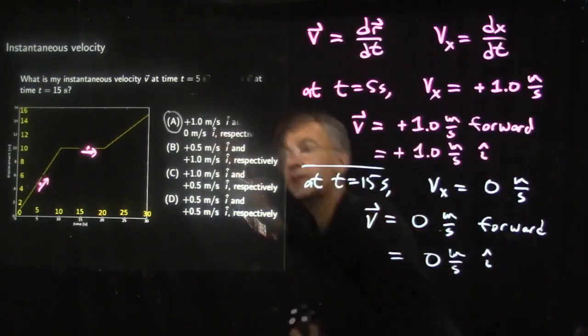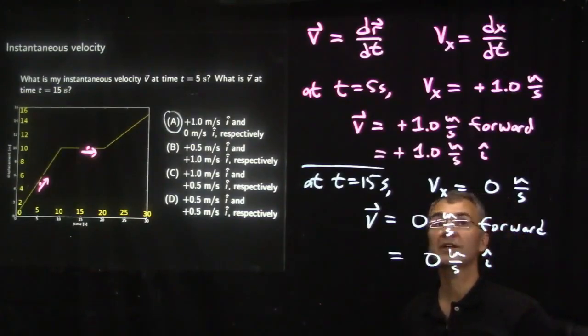I like answer A here. So plus 1.0 meter per second I hat, which is the same as saying forward, and 0 meter per second I hat.